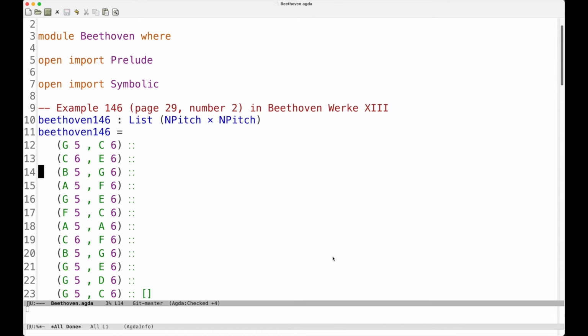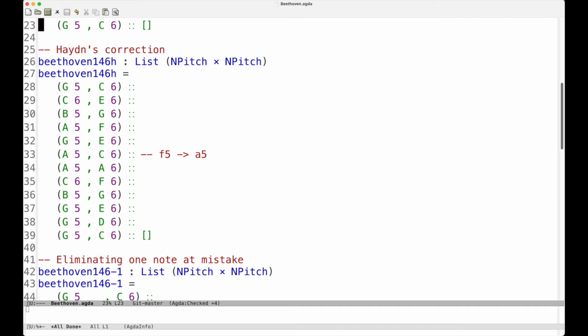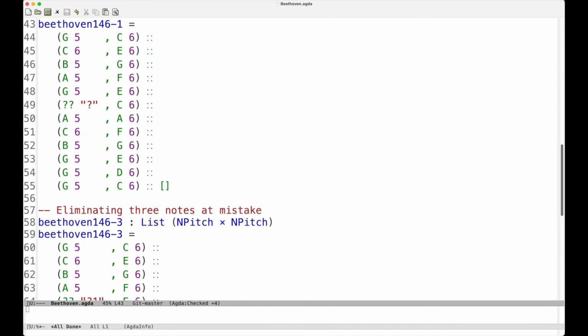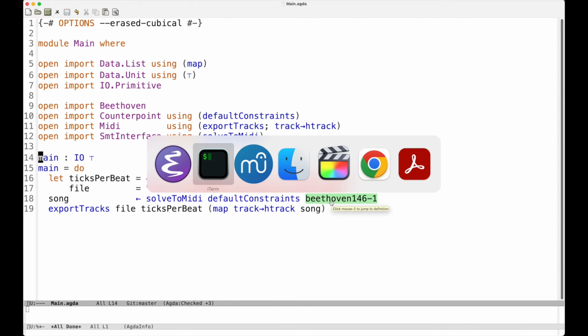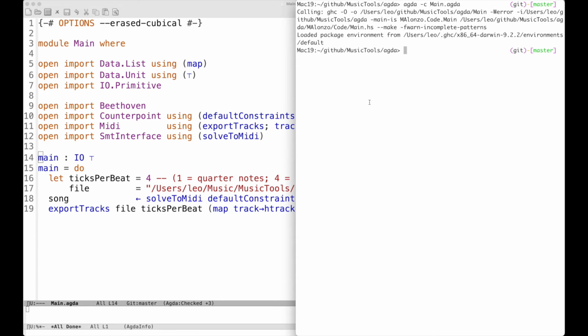Let's now try synthesis using the SMT solver. As we noted, Beethoven had made an error in his exercise, which was corrected by Haydn, who changed the F5 to an A5. Let's see if we can use the SMT solver to make the same correction. We create a hole where Beethoven's error was, and we now run the tool in synthesis mode. Here we call our solve function using the given input, and we now have to compile this, which I've already done. We then run it.